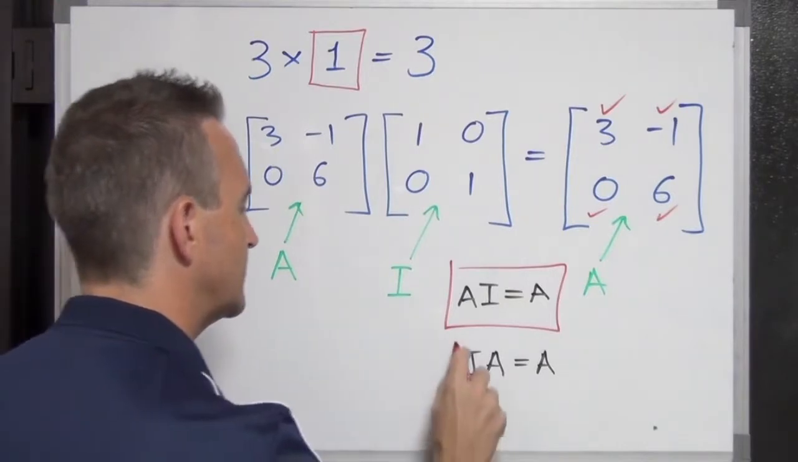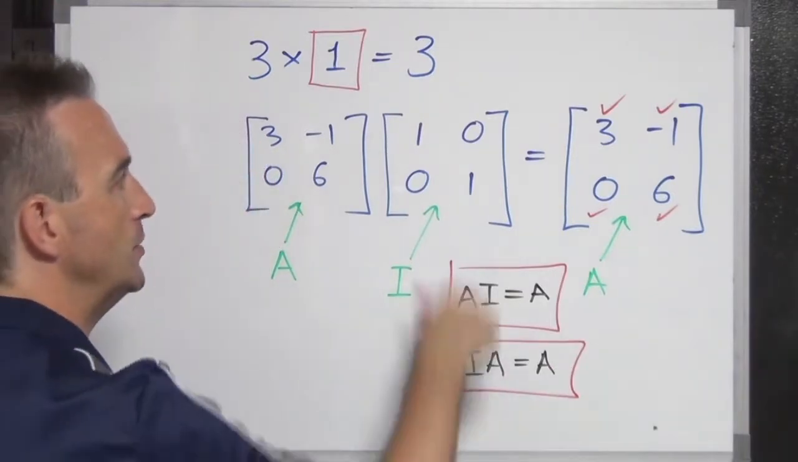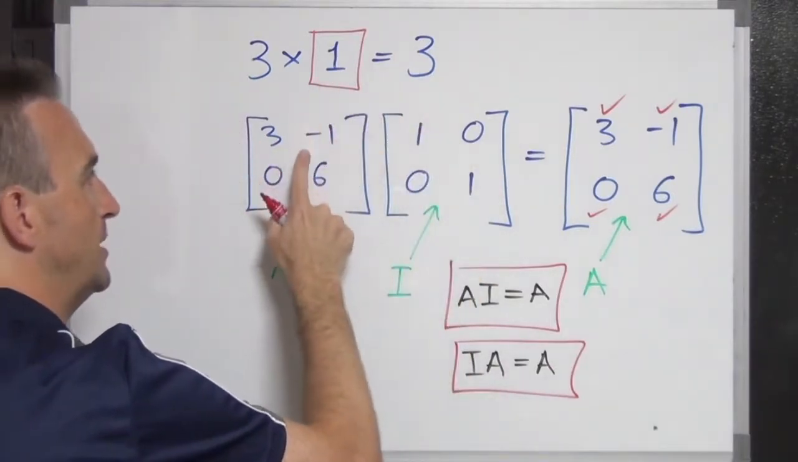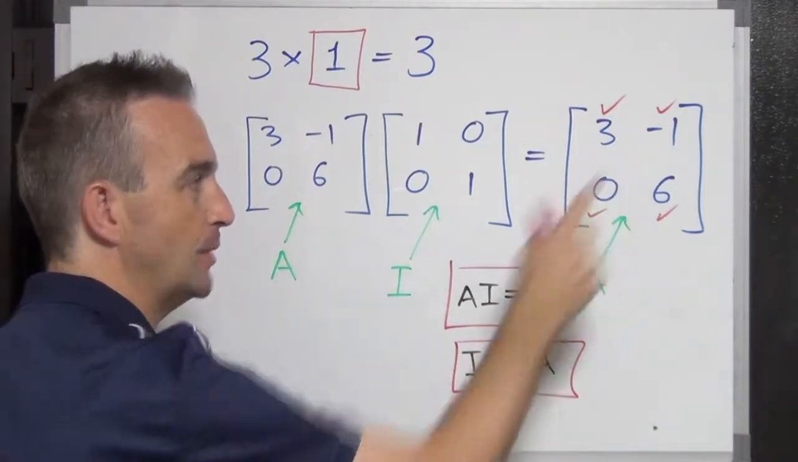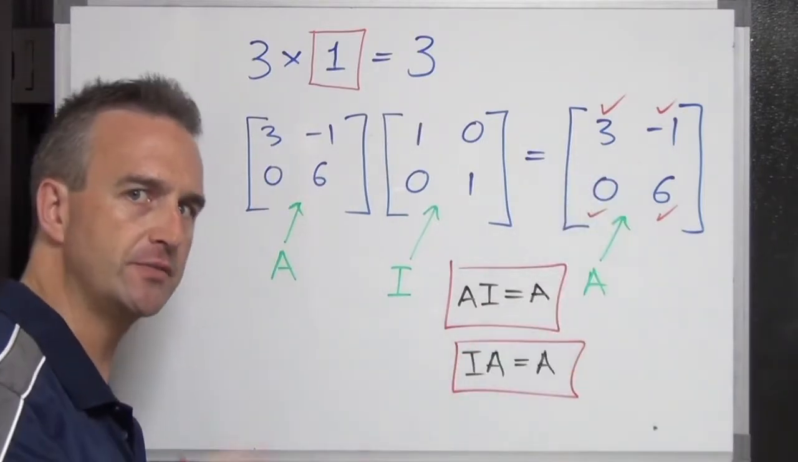Okay, here's a little exercise for you. You try it. What if you do this matrix times this matrix in that order? Do you get this one? Give it a try. Little task for you there.